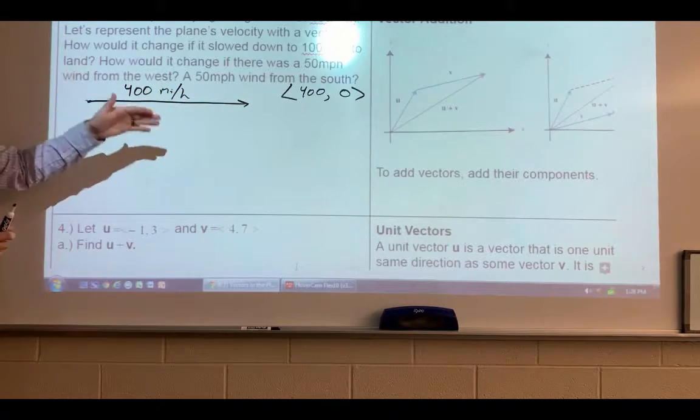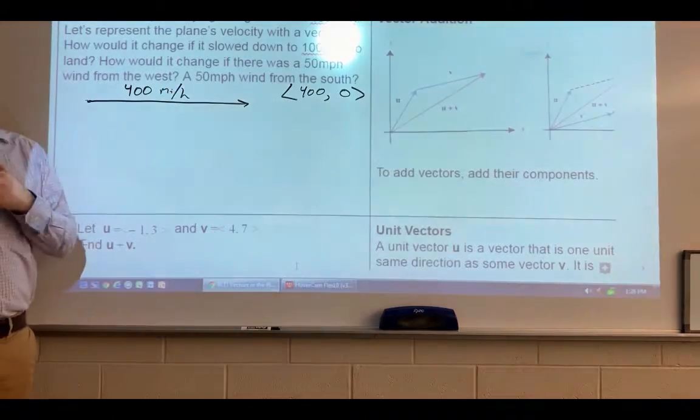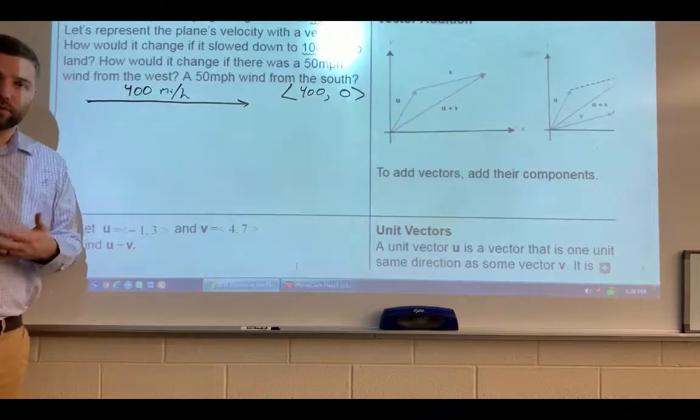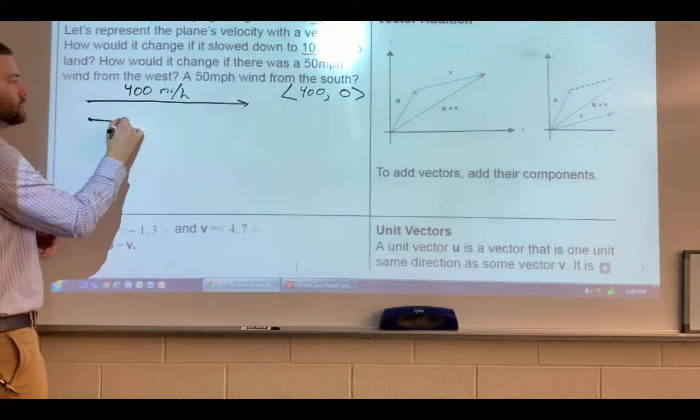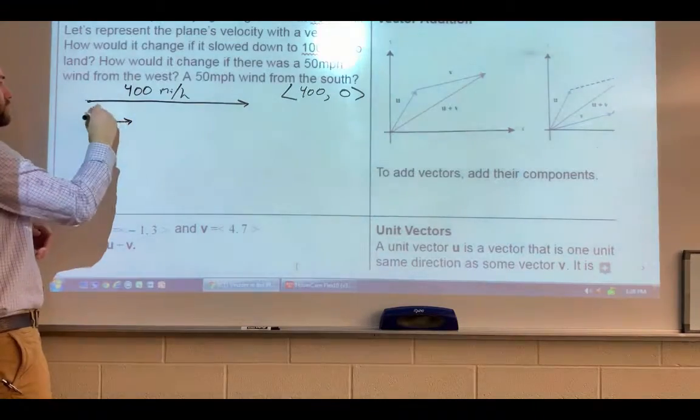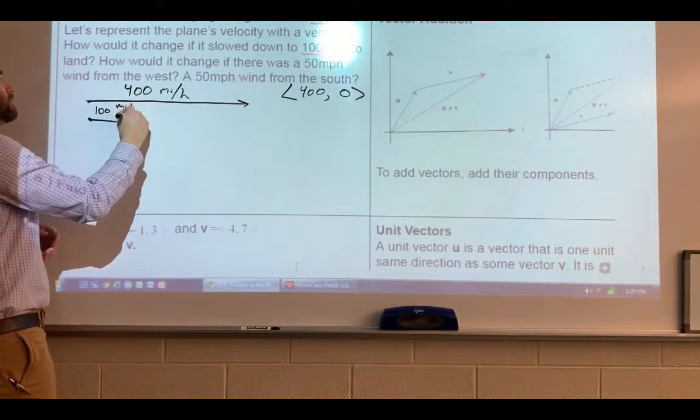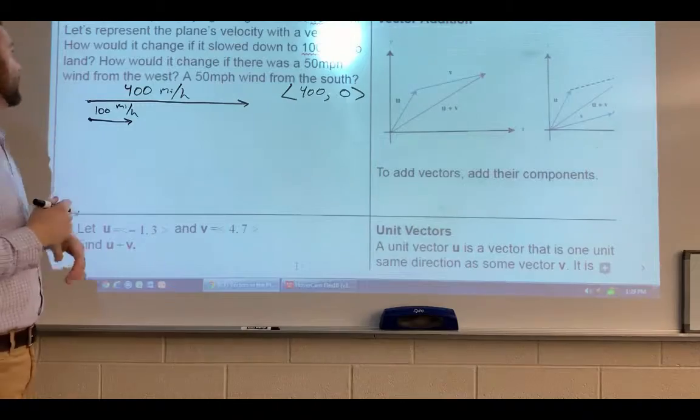If it slowed down to 100, what would the vector look like? Well, that would be scaling the vector down by a fourth, right? So it would be 1/4 the size. So maybe there. Okay, so there's your vector that's 100 miles per hour. All right, next question.